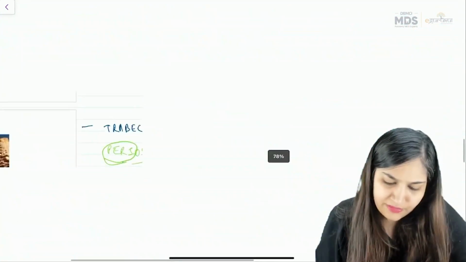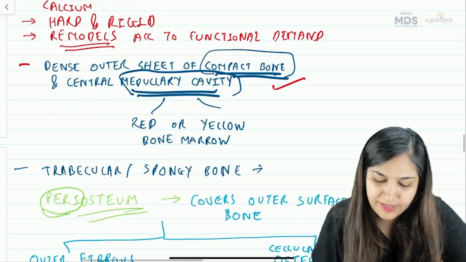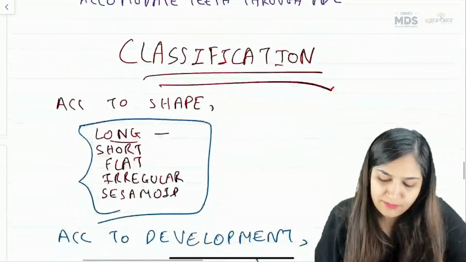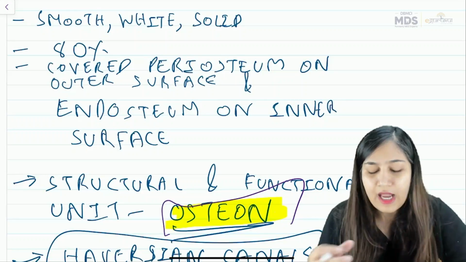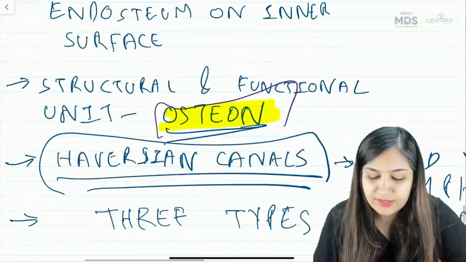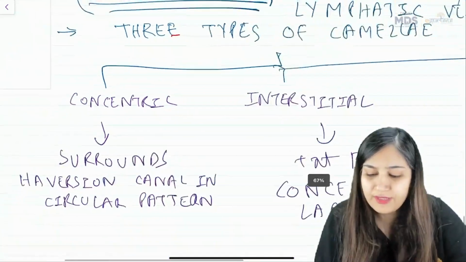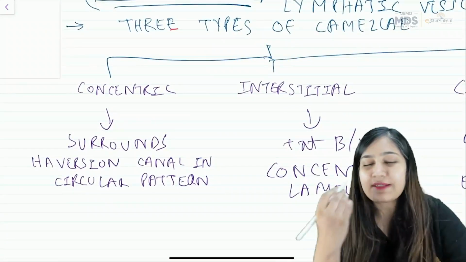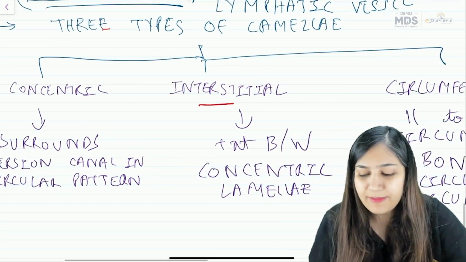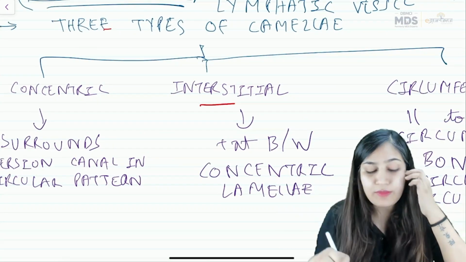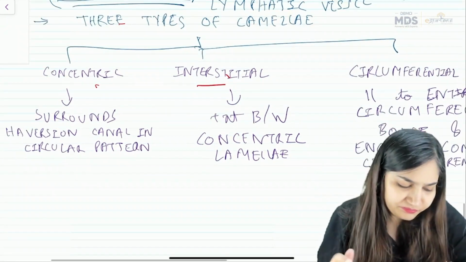So, what have we discussed? We have discussed compact bone. In compact bone, what is it mainly? It is hard, it is compact, it consists of osteon, Haversian canals, and three types of lamellae. Also, we have discussed concentric lamellae surrounding the Haversian canals, interstitial lamellae between two concentric lamellae, and circumferential lamellae surrounding both concentric as well as interstitial lamellae.